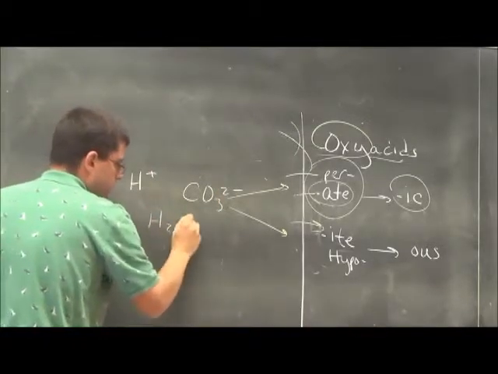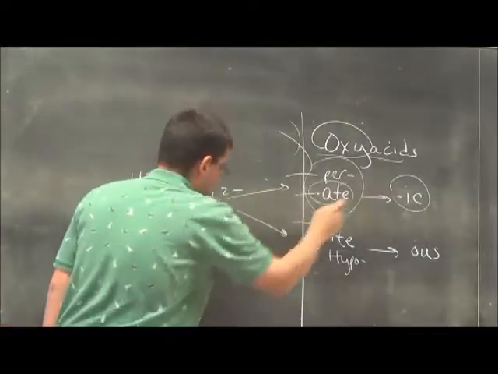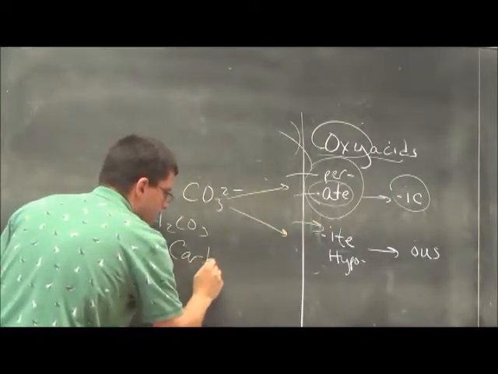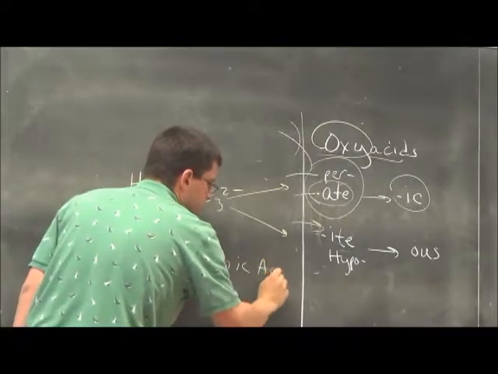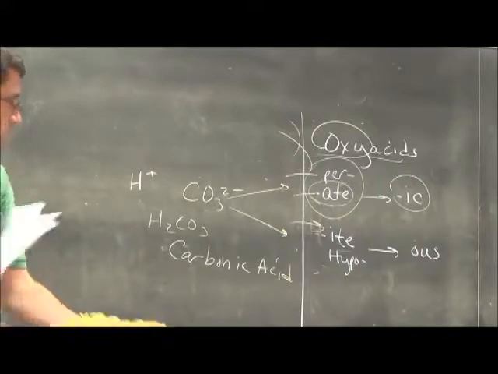Crisscross becomes H2CO3. So it's a carbonate. You go to ic, so it becomes carbonic acid. See how that works? Okay. Let's do this.